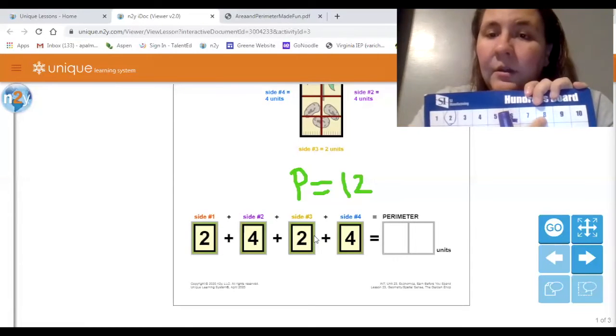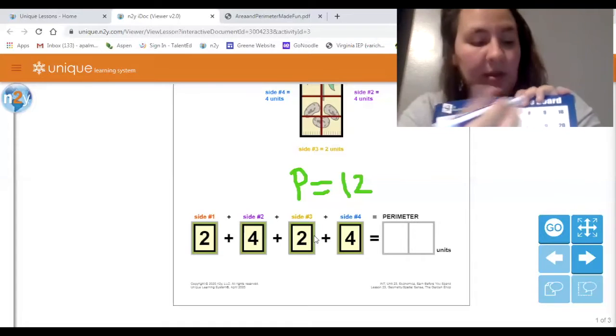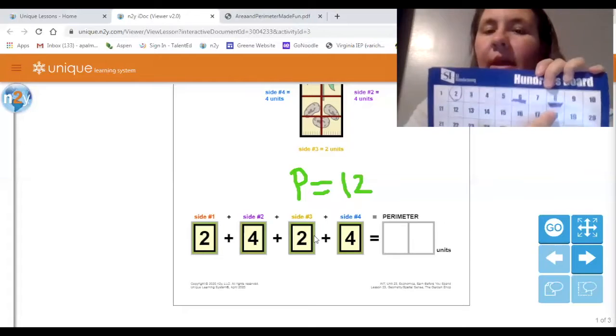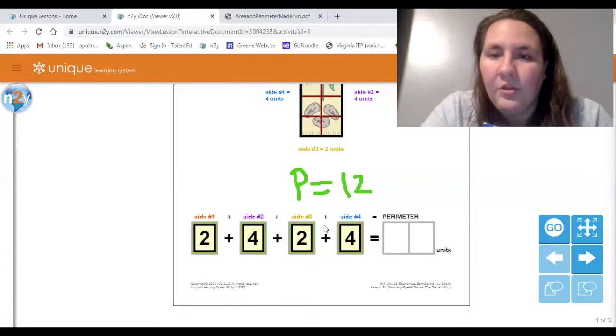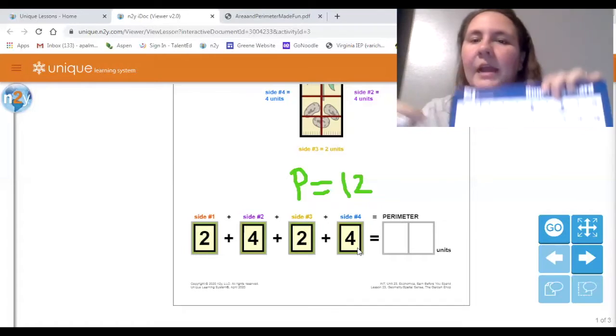Am I done? Is that my answer? No, right? Because I still have 1 more side. So I'm going to put my underline under it so I know that that's where I landed. And I'm going to look at my next number. So watch, my white arrow goes to my side number 4 here, okay? And what number do I need to count now? Very good. I need to count 4.